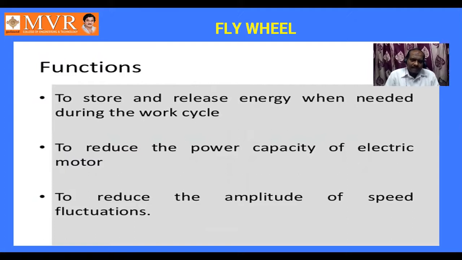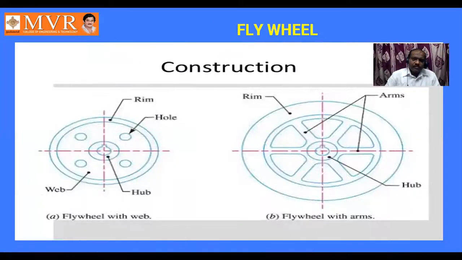Physically, in appearance, it is a huge mass designed with a circular appearance. So this is how the flywheel looks. If you observe a flywheel, it is going to have the following parts: rim, hole, hub, and web. Here is a flywheel with web.